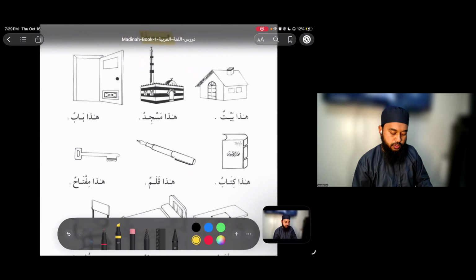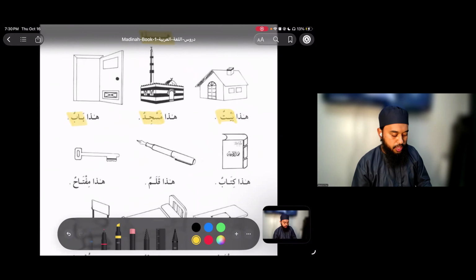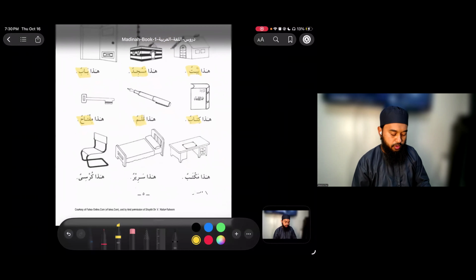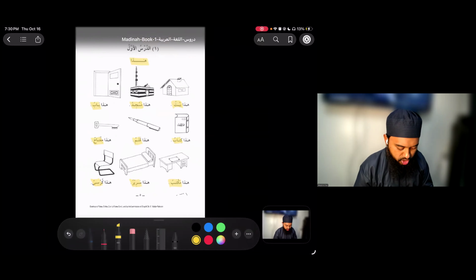Very easy. The first one is the house. Hada baytun. This is a house. Number 2, hada masjidun. This is a masjid. Hada babun. This is a door. Hada kitabun. This is a book. Hada qalamun. This is a pen. Hada miftahun. This is a key. Hada maktabun. This is a desk. Hada sarirun. This is a bed. Hada kursiyun. This is a chair.